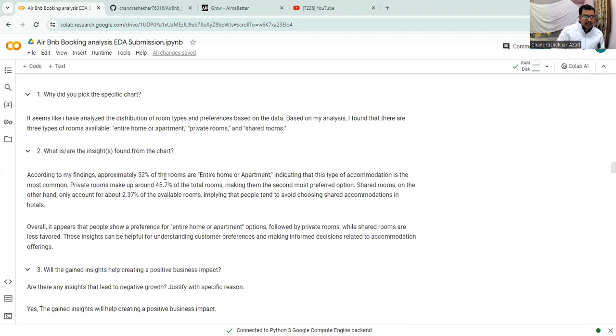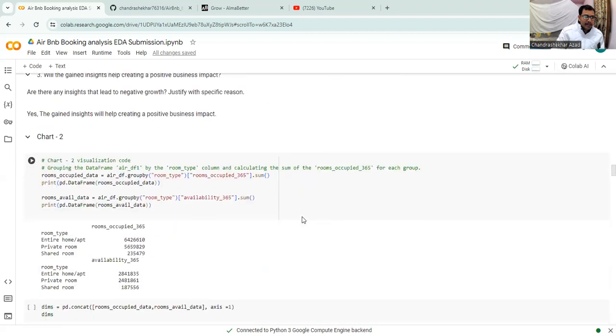So most of the rooms are entire home apartment, indicating that this type of accommodation is the most common. Private rooms make up around 45.7% of the total rooms, making them the second most preferred option. Shared rooms, on the other hand, only account for about 2.3% of the available rooms. This implies that people tend to avoid choosing shared room accommodation in hotels.